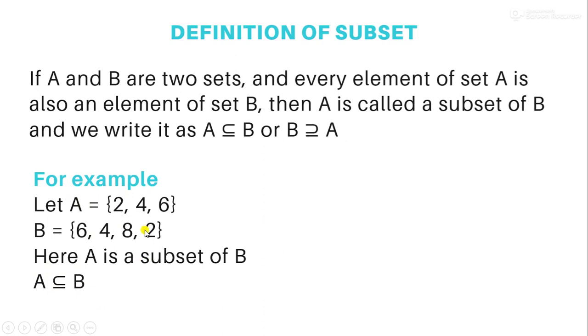So here 2 is also there in B, 4 is also there in B, 6 is also there in B. So if every element of a set A is also a part of another set, then the set A is called the subset of B. Here we need to note that B is not a subset of A because here 8 is not present in set A. So in simple words, if A and B are two sets and every element of set A is also an element of set B, then A is called a subset of B, and we can denote subset using this symbol, or we can say that B is the superset of A.